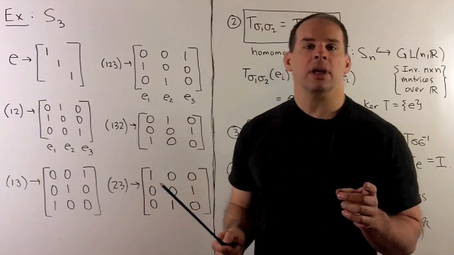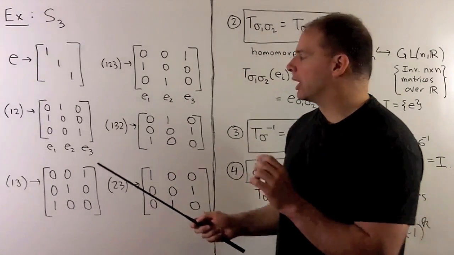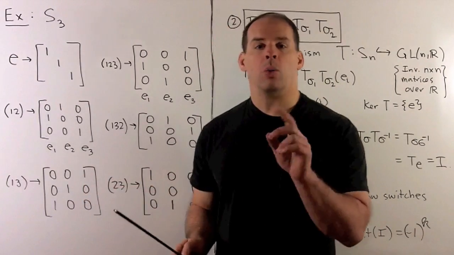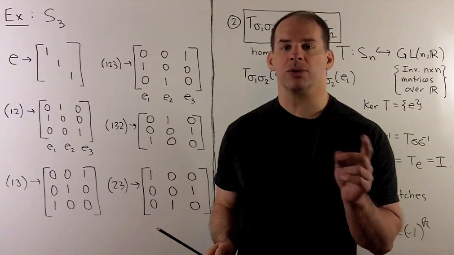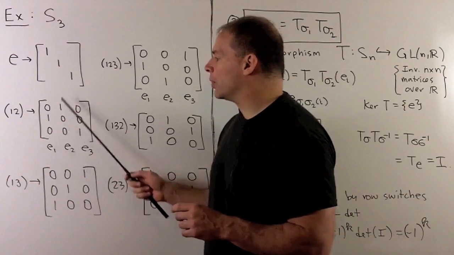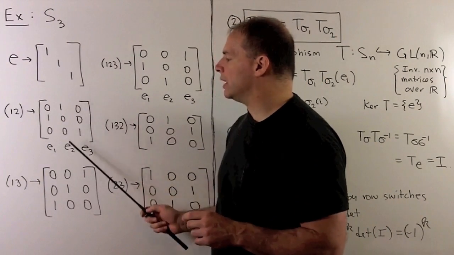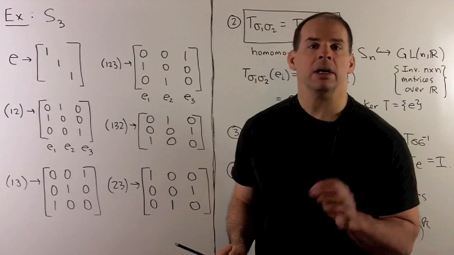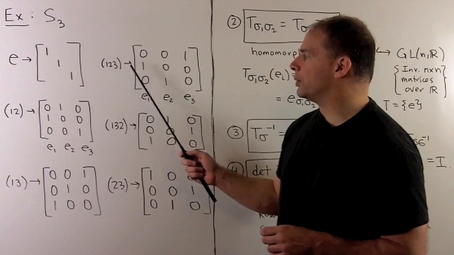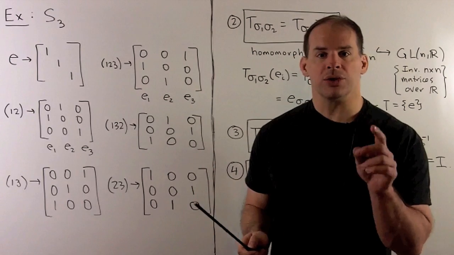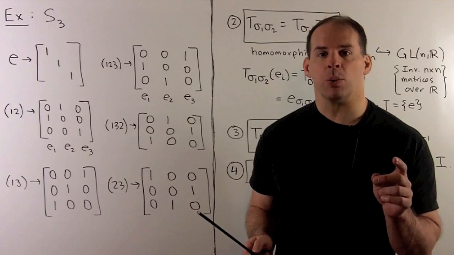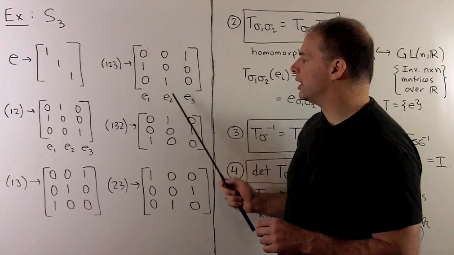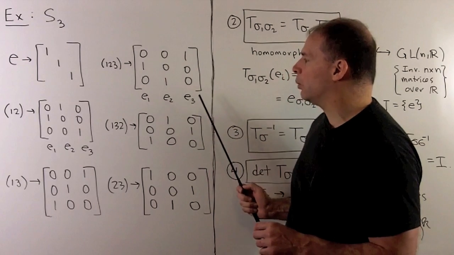Now, how do we get these matrices? We apply our formula. So for instance, for the transposition (1 2), 1 goes to 2, 2 goes to 1, 3 goes to 3. So e1 goes to e2, e2 goes to e1, e3 goes to e3. If we check the 3-cycle (1 2 3), 1 goes to 2, 2 goes to 3, 3 goes to 1. So e1 goes to e2, e2 goes to e3, e3 goes to e1.